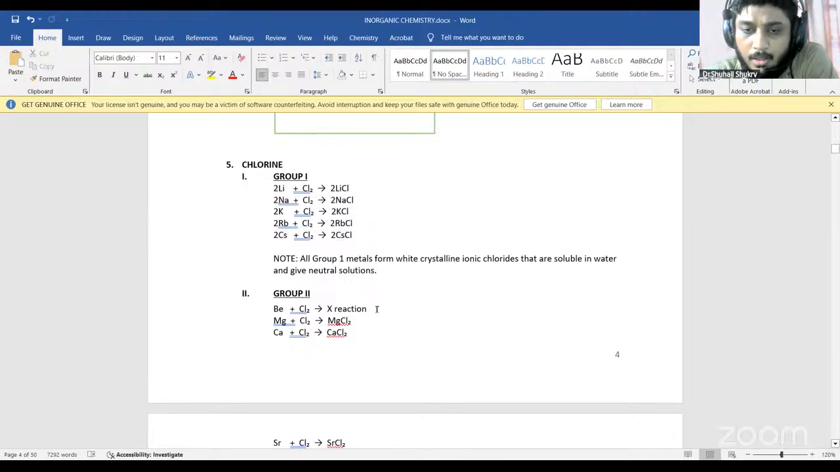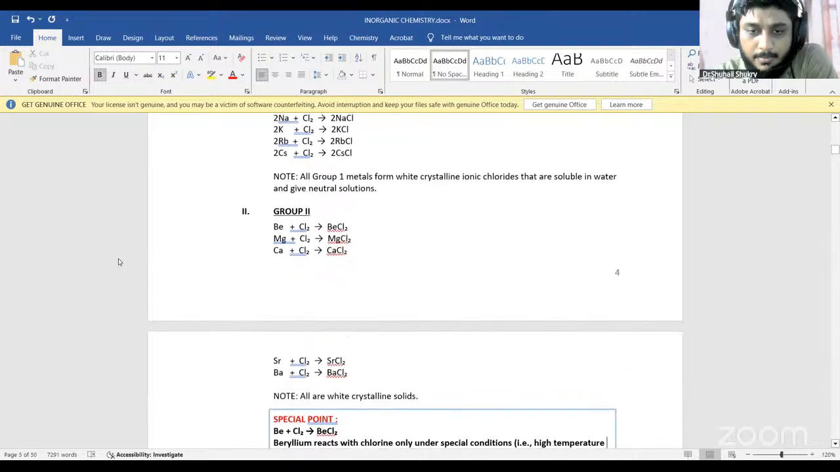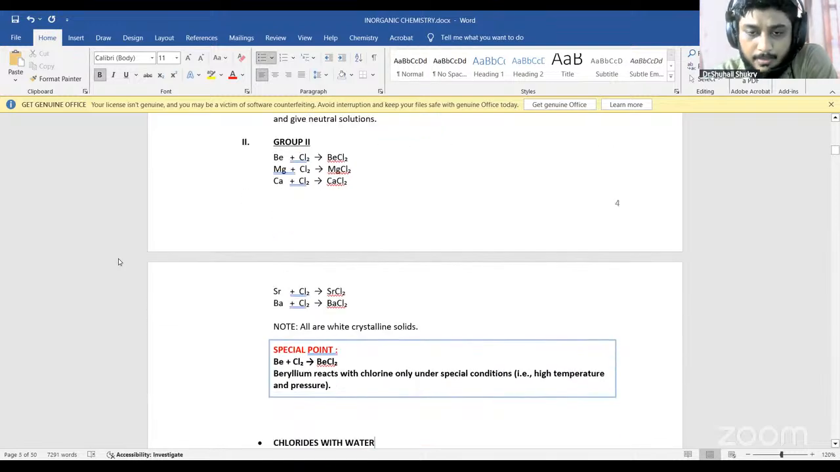Now here they're talking about how these metals react with chlorine, right? Beryllium and chlorine, here we are taking everything as reacting only. Reaction with chlorine is not a big deal, just take it that everyone will react with chlorine. All the elements will react with chlorine and produce chloride. Nothing special with chlorine. Okay. All are white color.